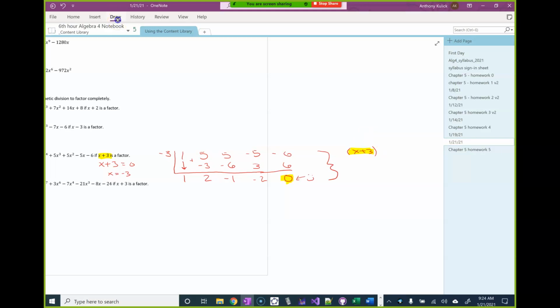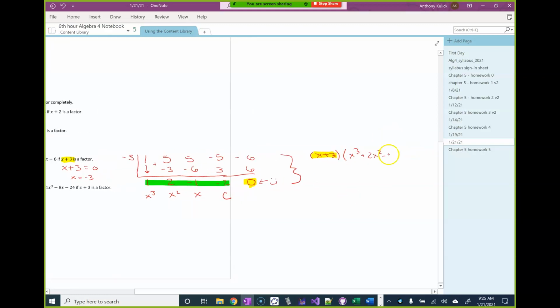My other factor is going to be the quotient from the synthetic division, and that's what these numbers are going to tell me. So remember, the way these numbers work is we start at the right, the constant, and then the x coefficient, the x squared coefficient, the x cubed coefficient. So that gives me my other factor. So far, so good.